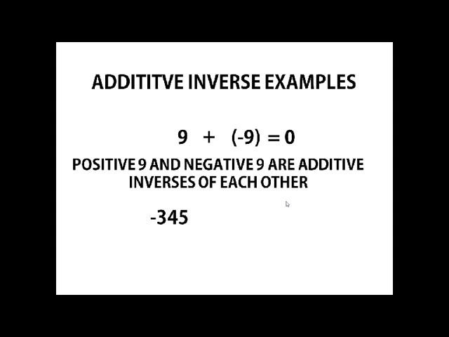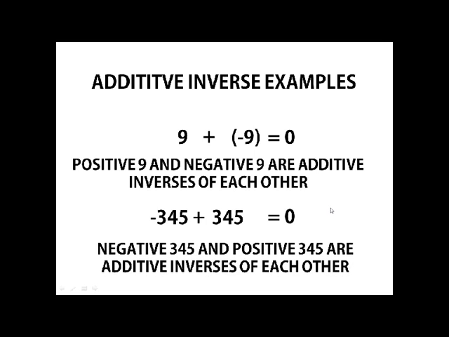Another example would be negative 345. What do I need to add to negative 345 to equal 0? I need to add 345. That is because negative 345 and positive 345 are additive inverses of each other.